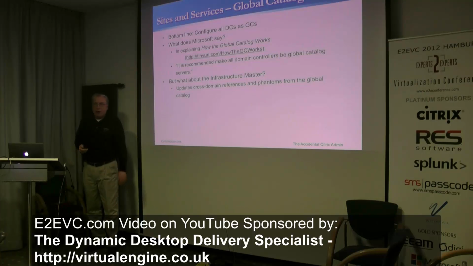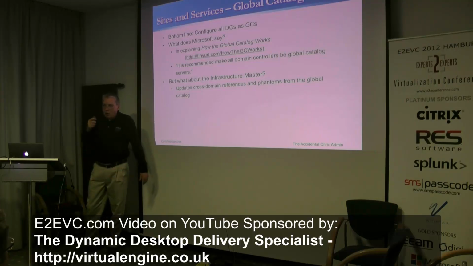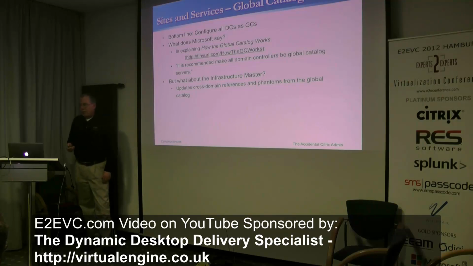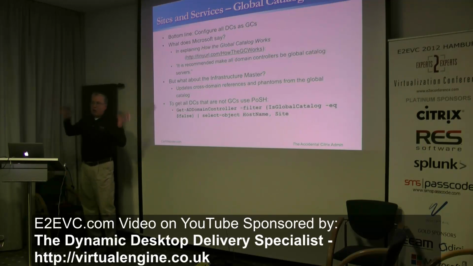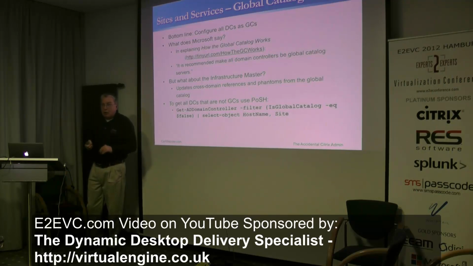So now how do we find all the domain controllers that are not global catalog servers? Simple. Use PowerShell. You can run this command and it'll retrieve a list and say, hey, here's all your domain controllers that are not global catalog servers.